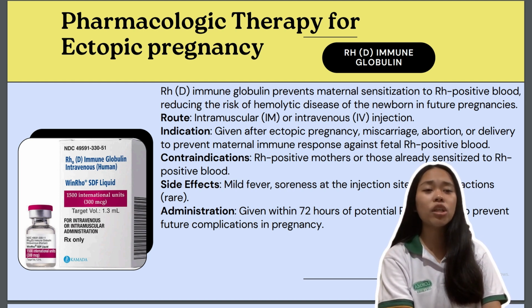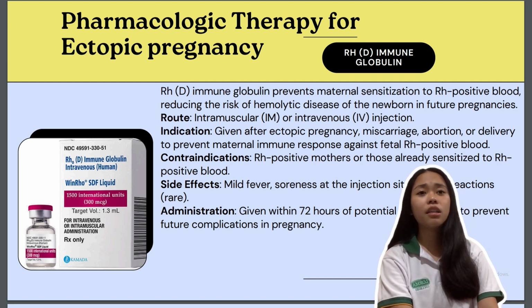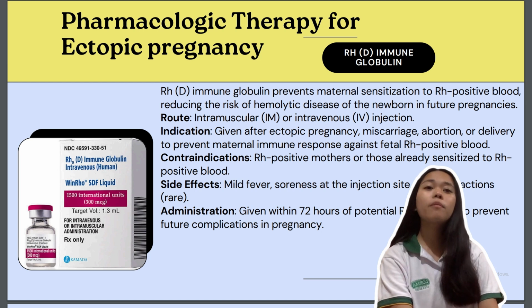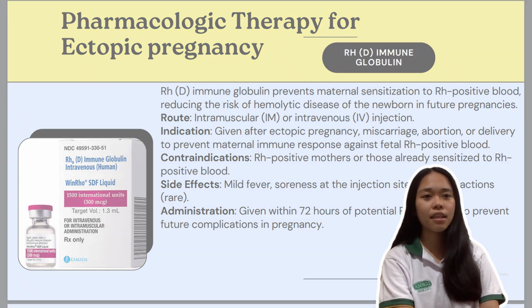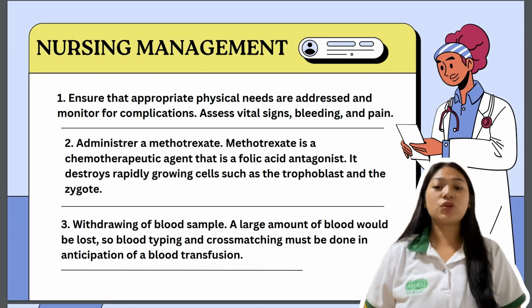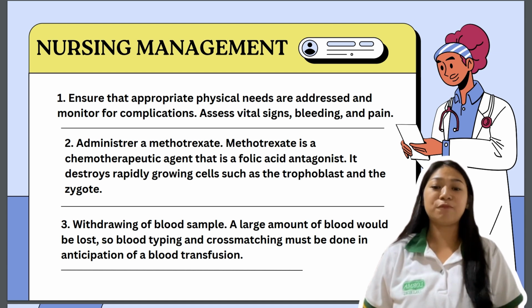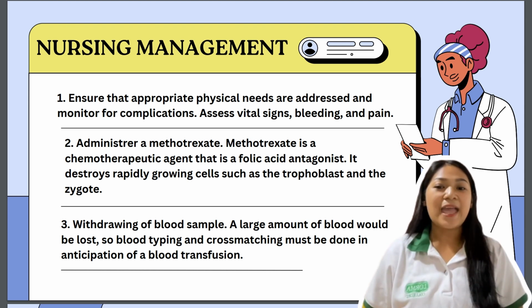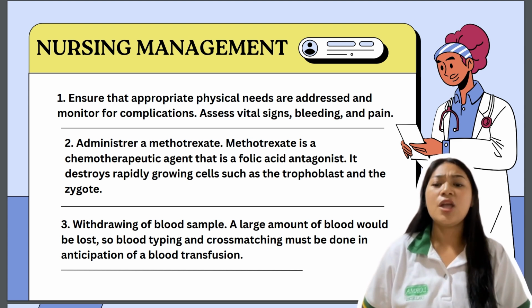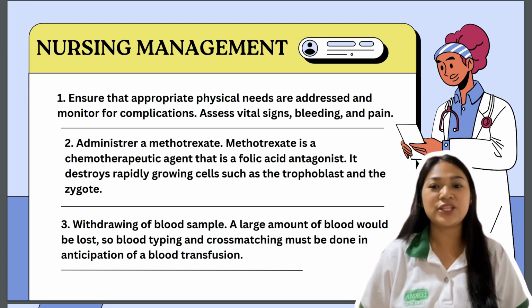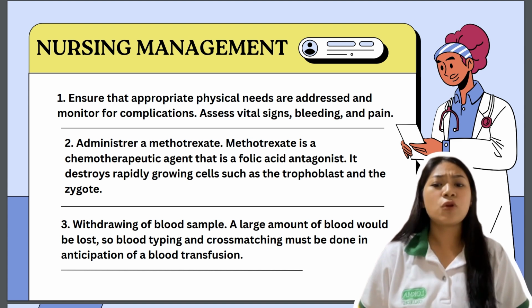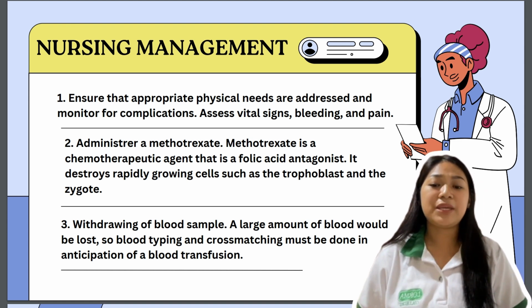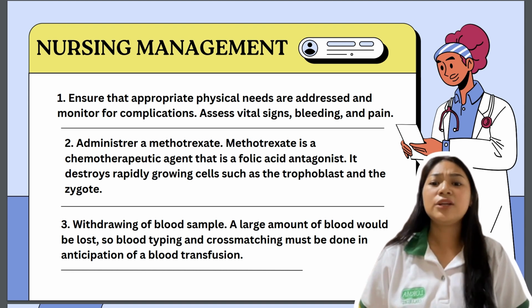These medications are crucial in managing ectopic pregnancy, either by stopping abnormal pregnancy growth, facilitating its termination, or preventing immune complications in future pregnancy. So for the nursing management, first is to ensure that appropriate physical needs are addressed and monitor for complications. Assess the vital signs, bleeding, and pain. Second is the administration of methotrexate. Methotrexate is a chemotherapeutic agent that is a folic acid antagonist. It destroys rapidly growing cells such as the trophoblast and the zygote. So this would be administered until a negative HCG titer result has been produced.